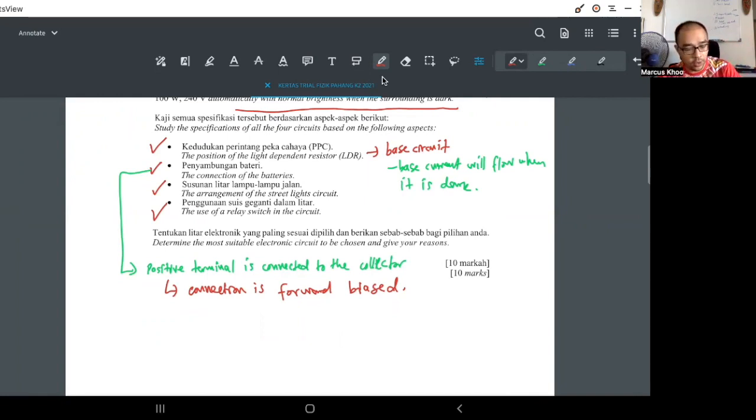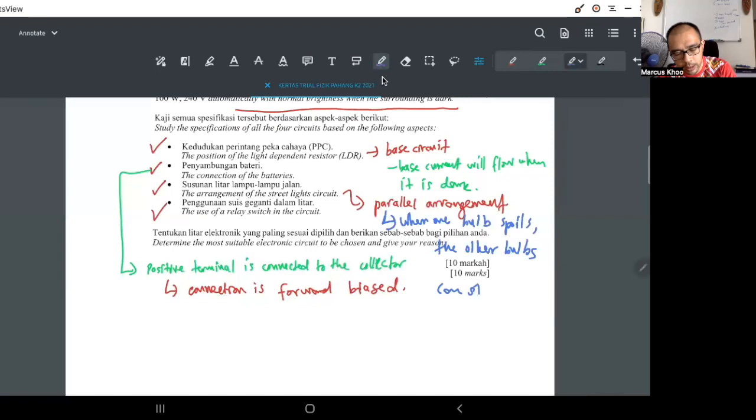The rest are still functioning. So the bulbs are arranged in parallel arrangement. Why? When one bulb breaks, the other bulbs can still function. There's a better word than spoils, but I can't really think of it. When one bulb is faulty, the other bulbs will still function. Something like that.